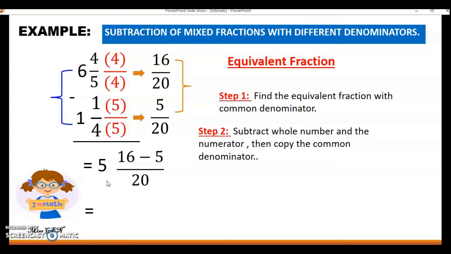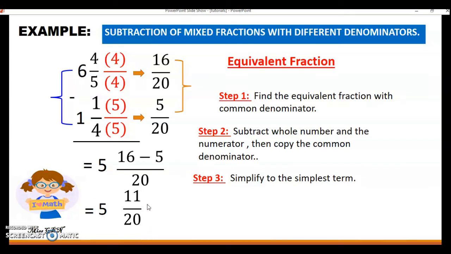Next, then simplify. 5 and 16 minus 5 is 11, and our common denominator is 20. As you can see, we have the same answer as our previous method. So then simplify to the simplest term. We cannot simplify further the 11 over 20 because it is already in the simplest form.